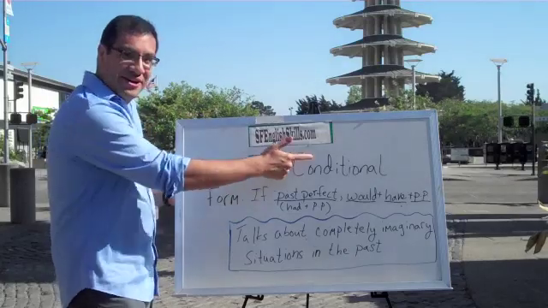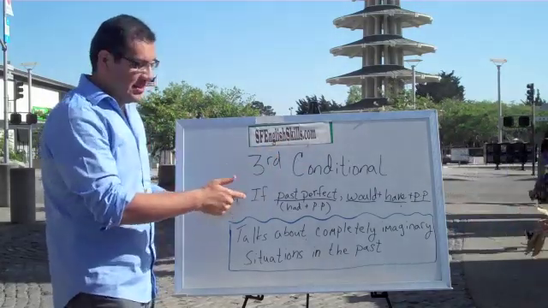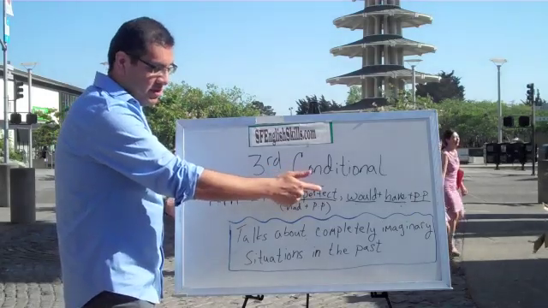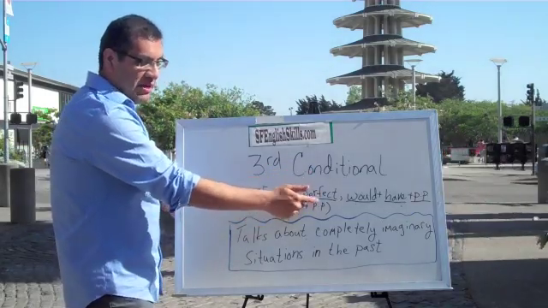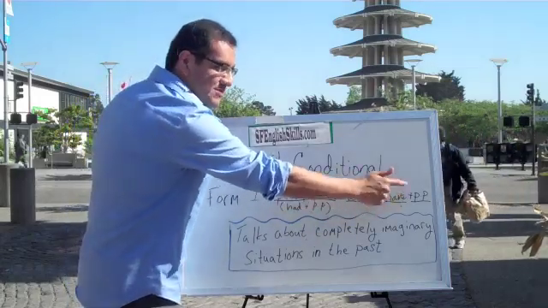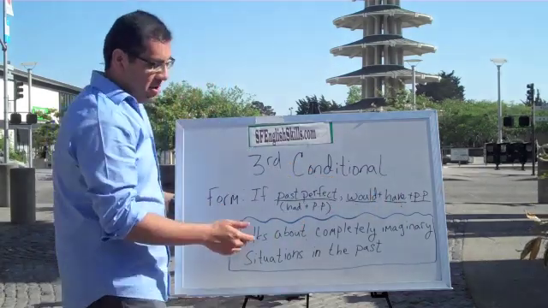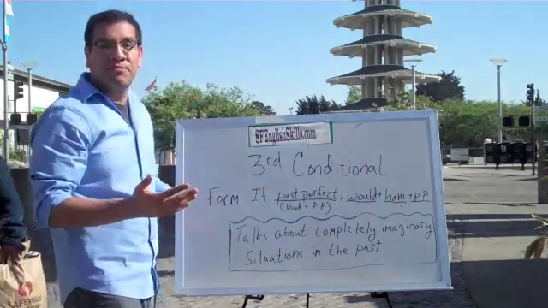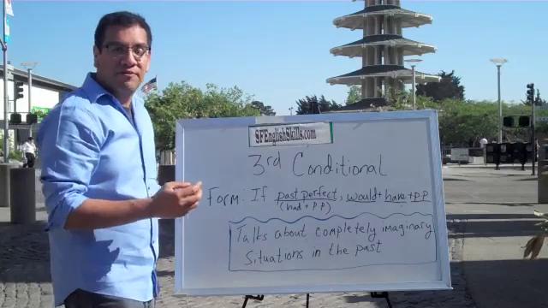Alright, let's look at the third conditional. The form of it is if past perfect, which is had plus PP, comma, would plus have plus PP. Now remember, the PP is a past participle or the third form of the verb.